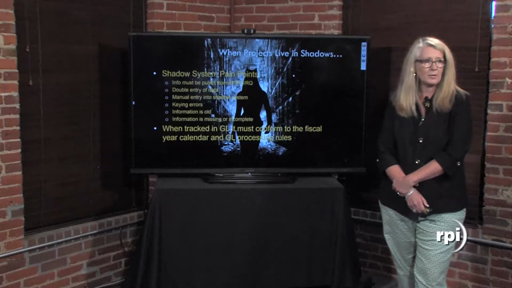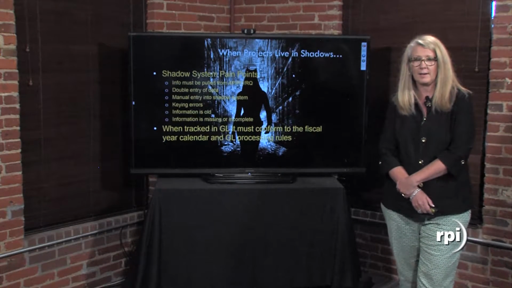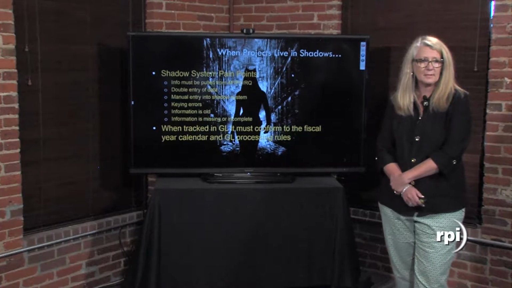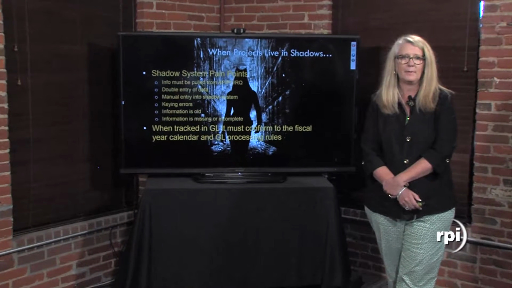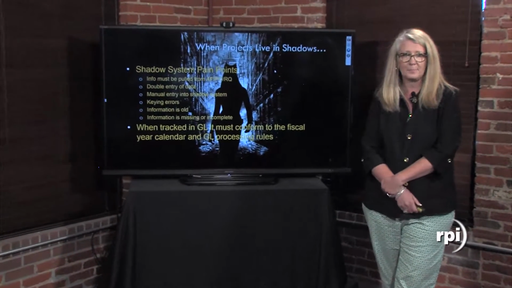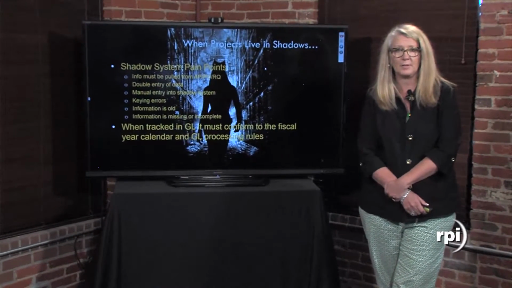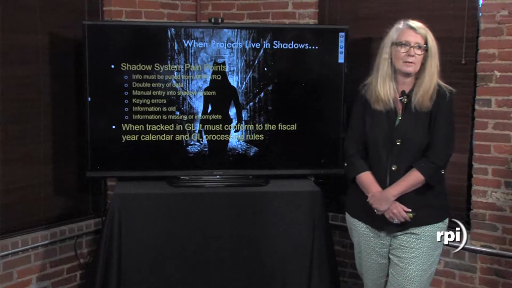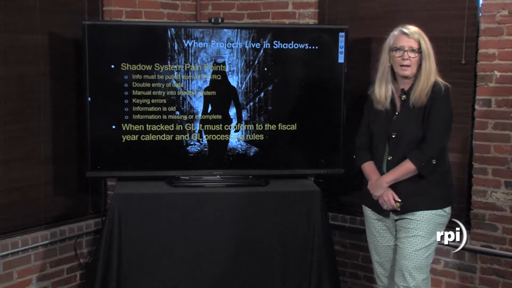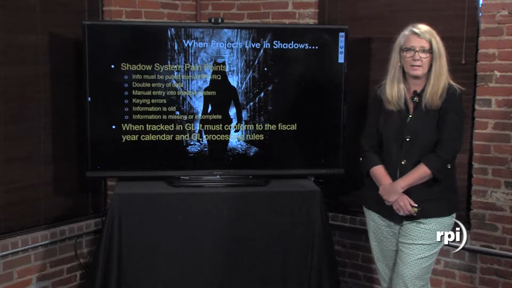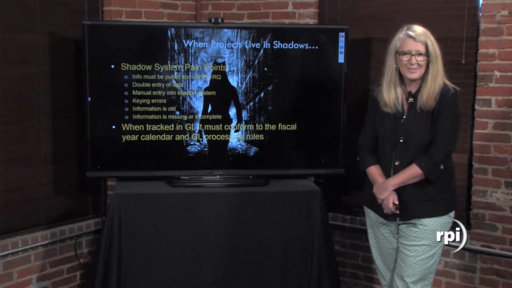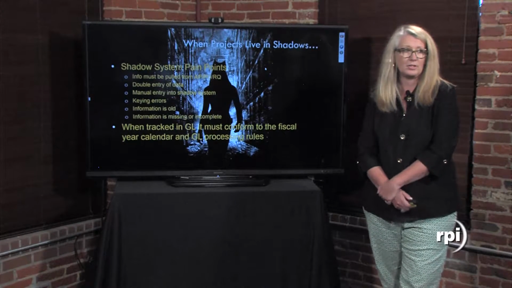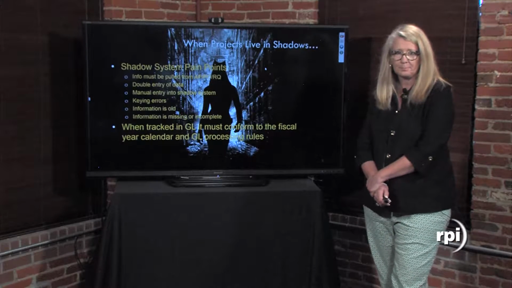Some pain points from those shadow systems and tracking activities is we have to pull the information out of your AP system, your PO, and your requisition system. That means there's double entry of data. There's manual entry typically into those shadow systems. Typically you have a lot of keying errors. The information's old, and it could either be missing or incomplete. Also, if you track those in the GL, it also must conform to your fiscal year calendar and your GL processing rules.